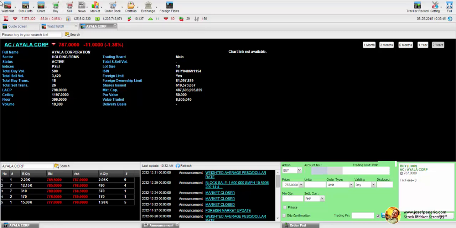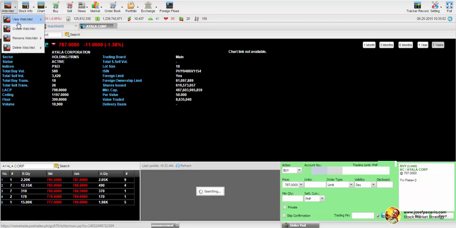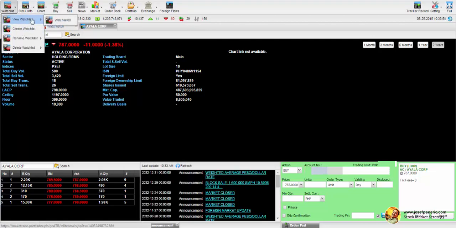So here we have the watch list. Under watch list you have view watch list. These are the watch lists that you created. Create watch list if you want to create another watch list. Rename a watch list here if you want to rename it. And you can also delete a watch list. Okay, once you have already created your first watch list, go to watch list, then view watch list here.